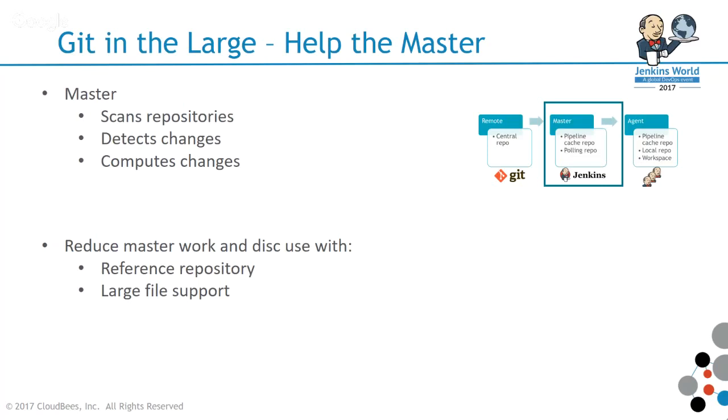Therefore, if you've got large repositories, you can use reference repositories as described earlier, or you can use large file support, and they'll both actually help your master in addition to helping the remote. So two ways there, even with best practices in Jenkins, where you generally don't execute anything on the master node. You can help it if you've got reference repositories dealing with these large files.